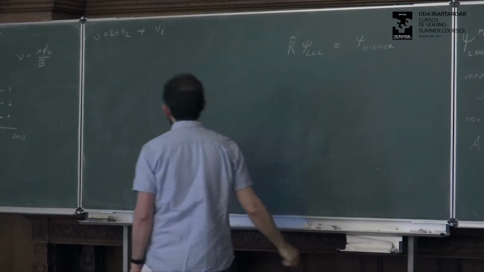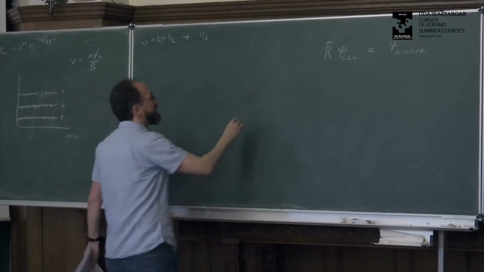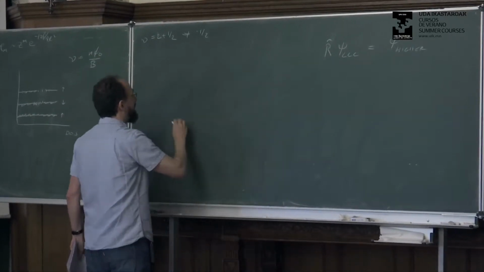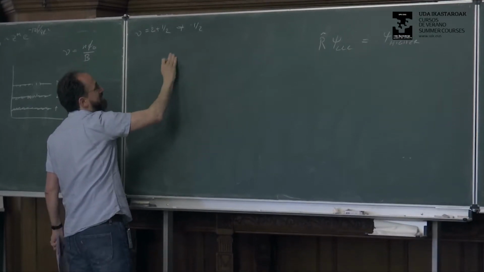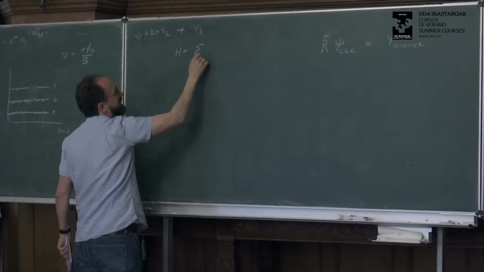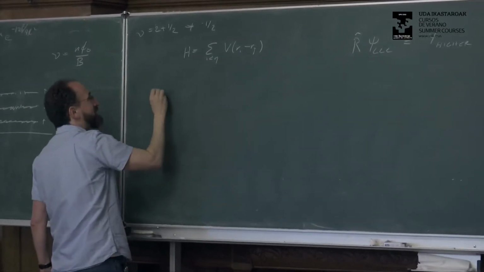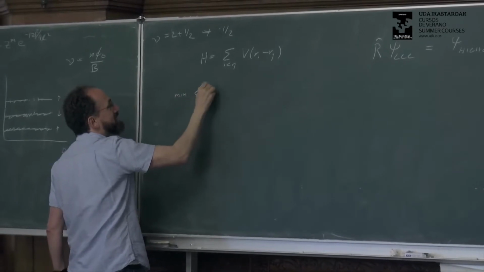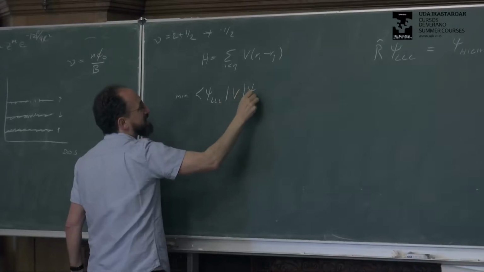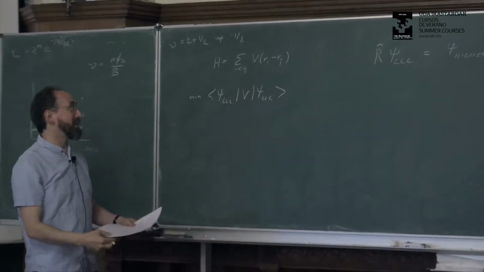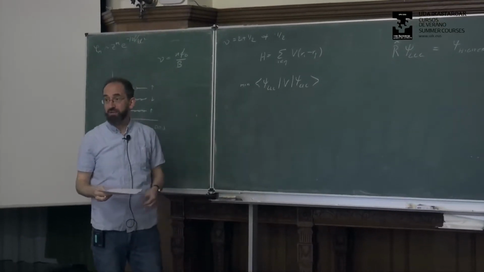Okay? Now, if you're in the lowest Landau level, and we say have a half-filled lowest Landau level, we're trying to find the ground state of some interaction. So you have some interaction or some Hamiltonian, which is basically the sum over i less than j of V of r_i minus r_j. And we want to find the ground state. So what we want to do is minimize psi lowest Landau level, V, psi lowest Landau level. If we make this thing as small as possible, you find the wave function that minimizes the energy, that gives you the ground state.